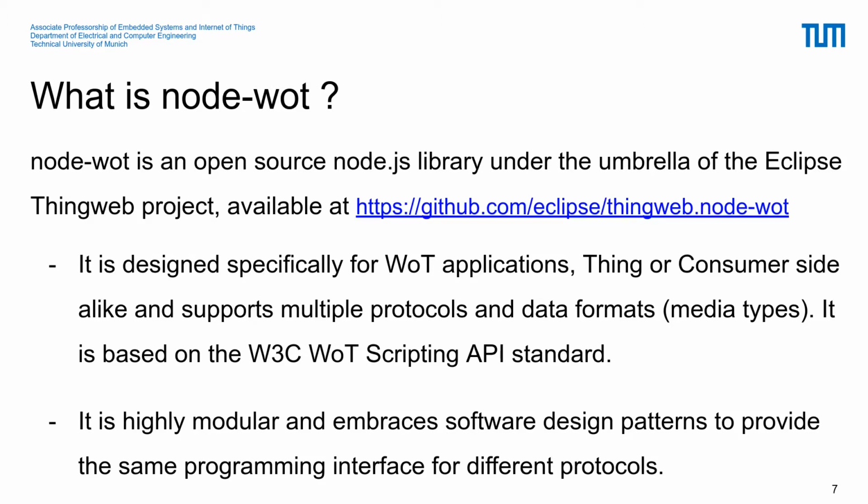It is highly modular, so that's why it can support multiple protocols, and it embraces software design patterns to provide the same programming interface for different protocols. This means that if you're writing a consumer application, you will not write GET requests for HTTP or subscription for MQTT, but you will just say read property. You will just say subscribe event. You will say emit event, and so on. And all these methods will then be mapped by node-wot to the concrete protocol.